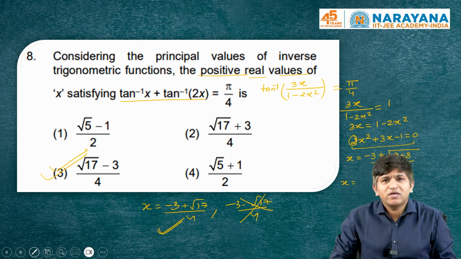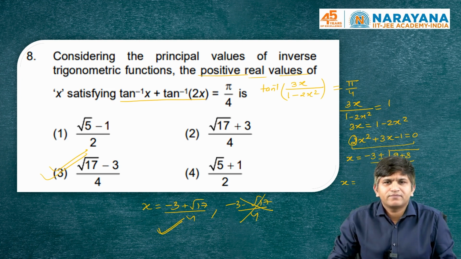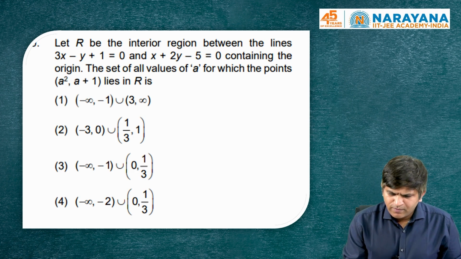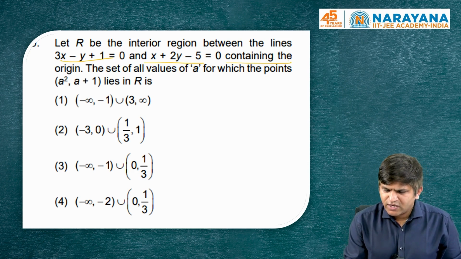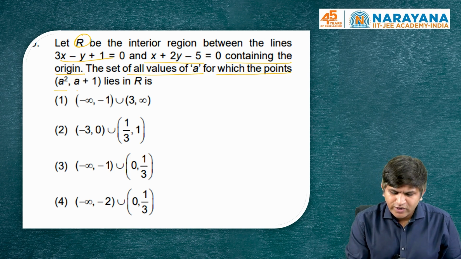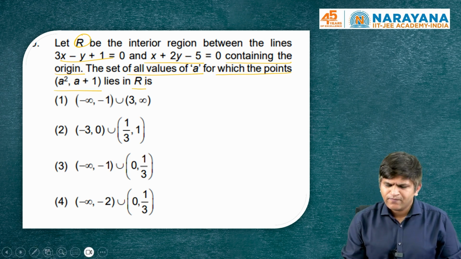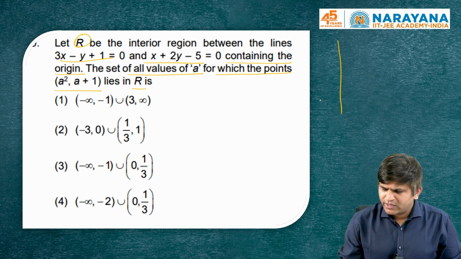So this was a very easy problem from the chapter ITF. In this problem, two lines are given which contain some region in which they are containing the origin. Then we have to find the set of values of a for which the point is lying in the same region. So we can draw these lines.